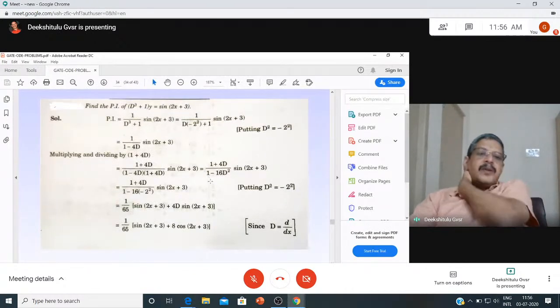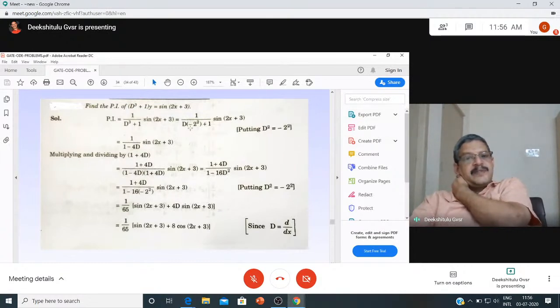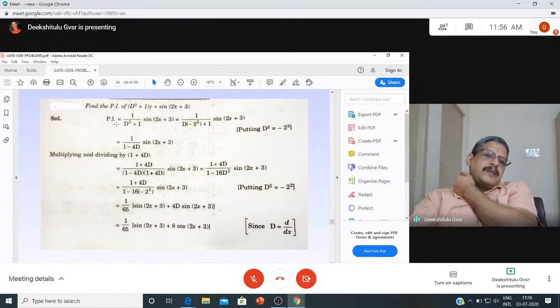Next problem: find the particular integral of (D^3 + 1) operated on sin(2x + 3). I asked only for the particular integral, no complementary function. So it is 1 by (D^3 + 1) sin(2x + 3). D^3 is D into D^2. Whenever we have a D^2 term, substitute -a^2. So D^2 is replaced by -4, and it becomes 1 by (1 - 4D) sin(2x + 3).